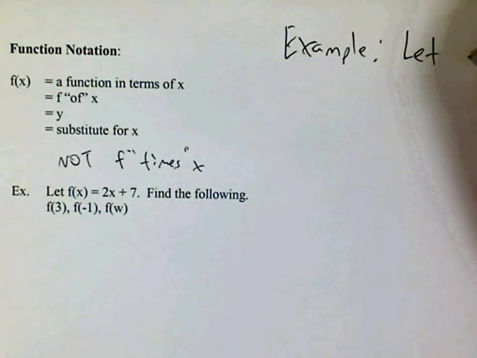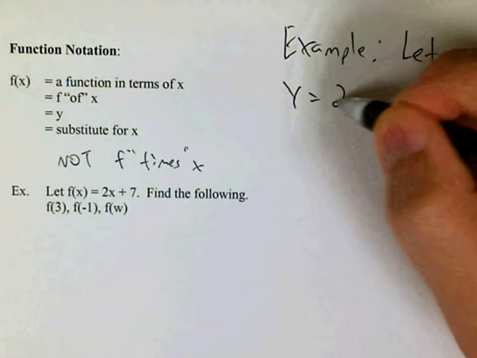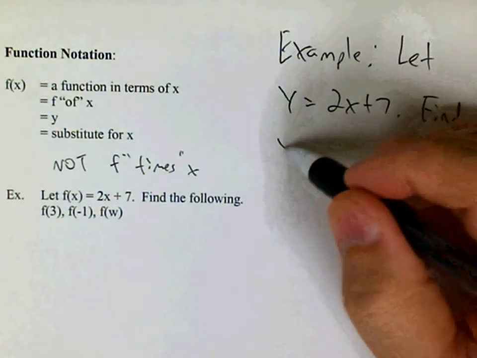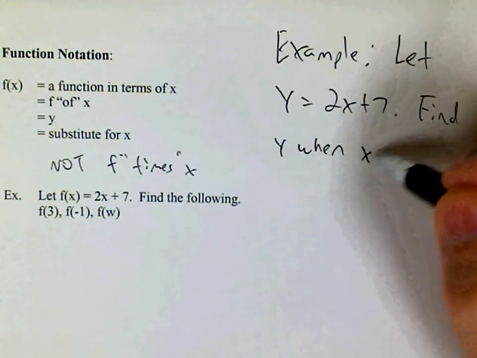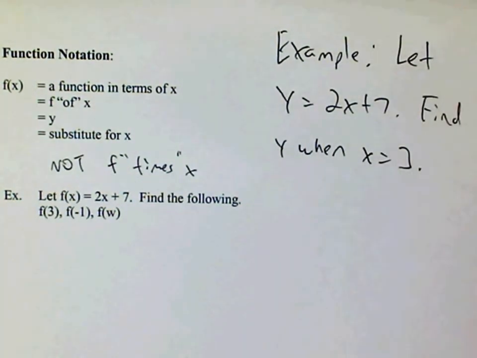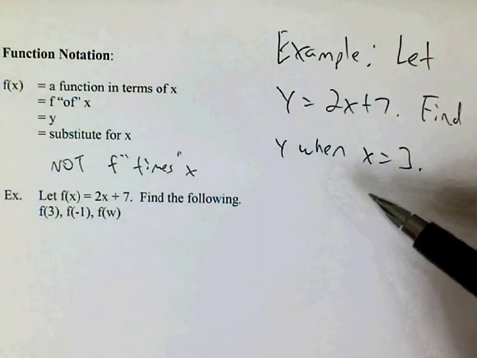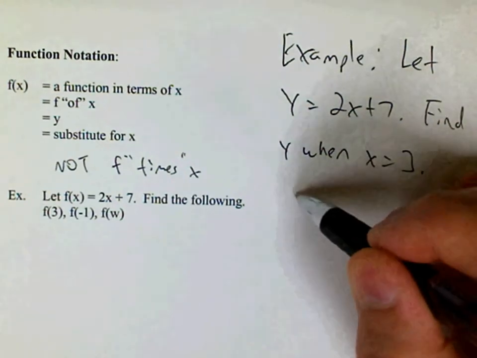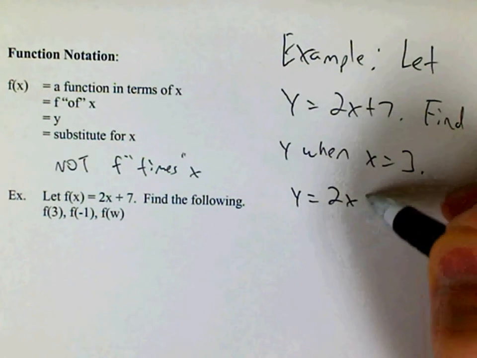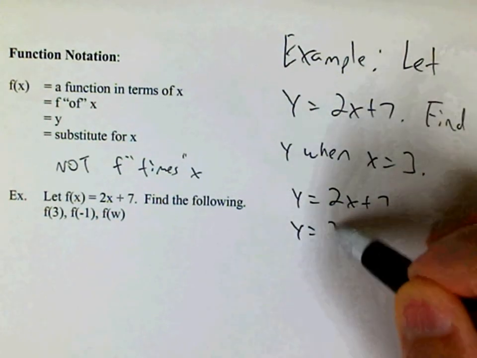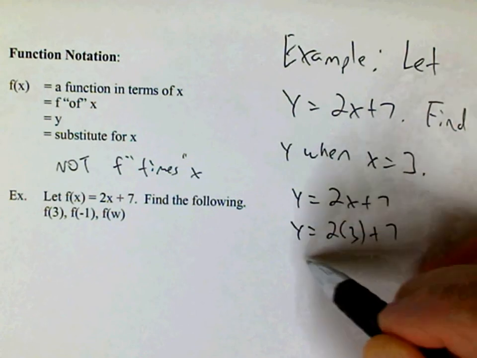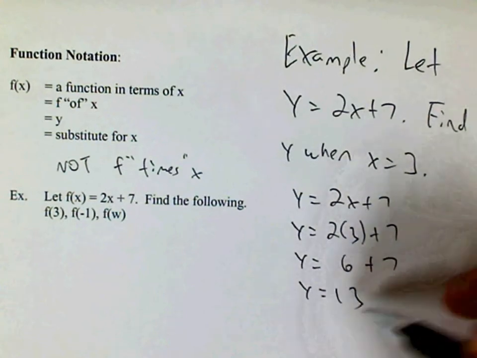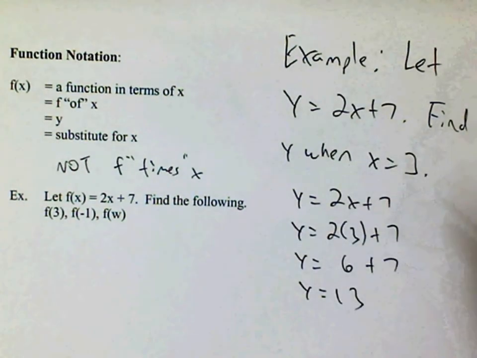Well, let's let y equals 2x plus 7. Let's find y when x equals 3. I'm going to use this example to show you how this other example is actually performed and why it is what it is. In order to find this answer, we're going to take our equation, which is y equals 2x plus 7, and everywhere we have an x, we're going to substitute a 3, like we normally would. Let me do the order of operations. 2 times 3 is 6. 6 plus 7 is 13. So when x is 3, y is 13. And that's what we would expect.